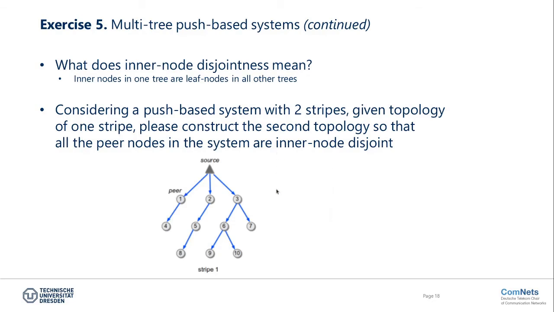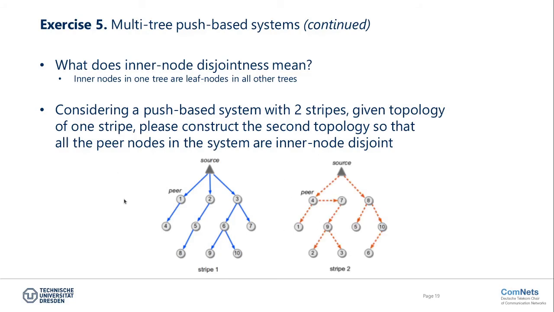Now let's move to the second question in this exercise. Here is the overlay of a push-based system with 2 stripes. The requirement is that we build a second topology, a second tree, satisfying the inner node disjoint requirement. First of all, there are many solutions for this. Here I will present one solution.